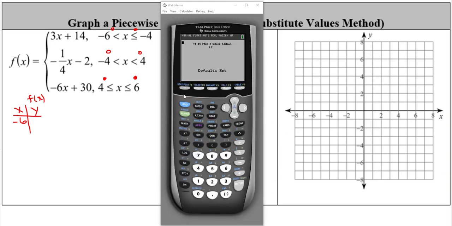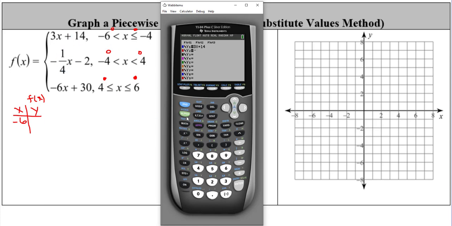Alright, here I got my calculator handy. One way we could do this is we could type in all three of these functions at once and use the table function. It's going to make it so much easier. So let's type in this first one. We got 3x plus 14. And then the second one, we got a negative.